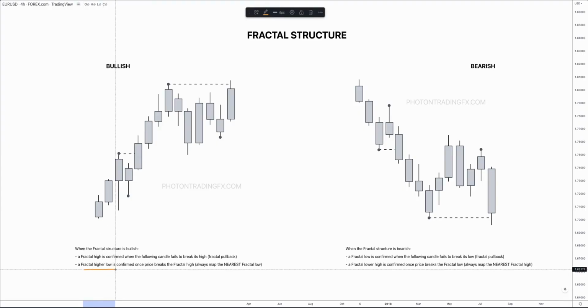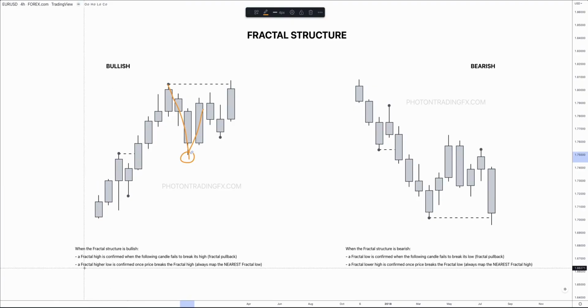Okay, so a fractal high or low is only confirmed once price breaks the fractal high. And the reason why that's important is because you see when we're in the live market here, price starts to pull back, right? And then this candle fails to break this candle's low. So we now know we're getting an up movement. We can't map this as the fractal low yet. It's not a valid fractal low.